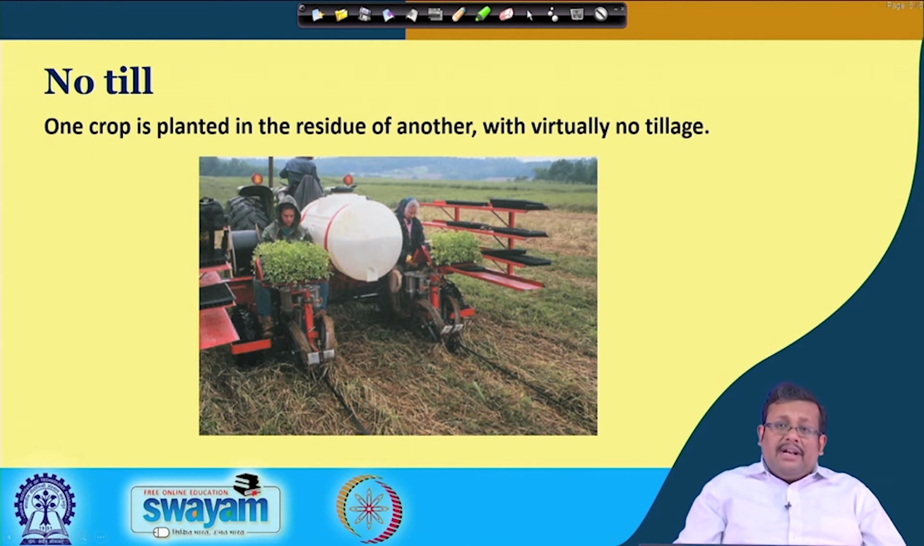Another important tillage operation for conservation tillage is called no-till, and basically in case of no-till, one crop is planted in the residue of another with virtually no tillage. So this is called no-till condition. As you can see in this picture, they are just planting the seeds in the residue of another, so virtually no tillage is being done. It is called no-till condition.